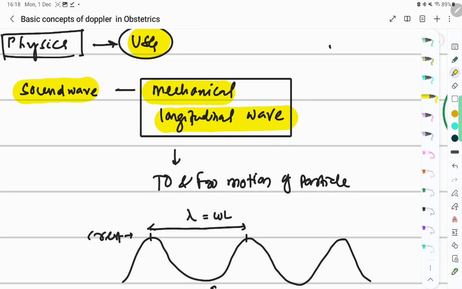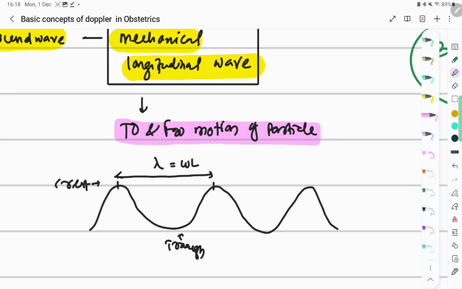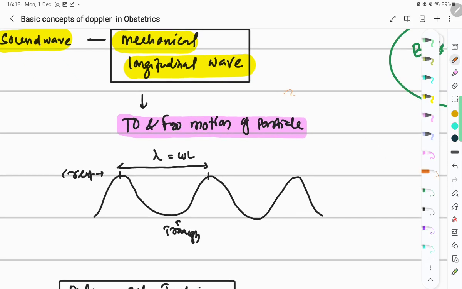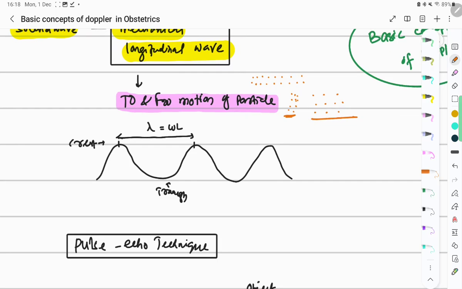That means if it is a longitudinal wave, it will have a to and fro motion of the particles. When the sound wave moves, the particles undergo compression and rarefaction. Because of this compression and rarefaction, that is, the to and fro motion of the particles, the sound wave travels.